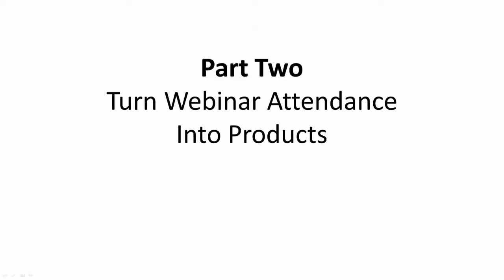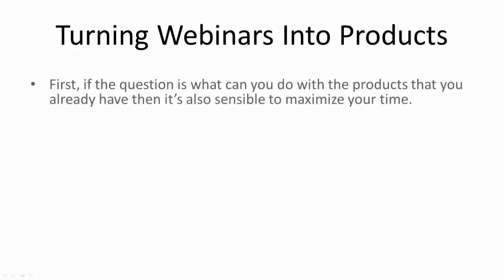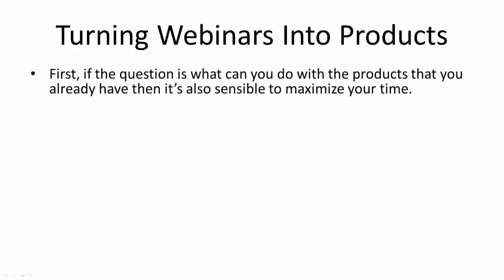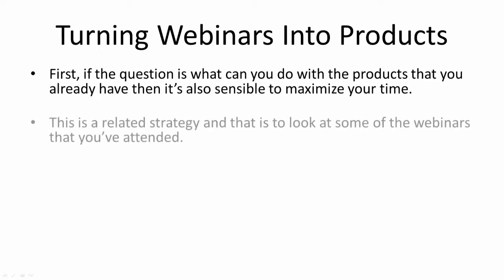Part 2, turning webinar attendance into products. Now, if the question is what you can do with the products that you already have on your hard drive right now, the most sensible thing to do is to maximize your time. Everything that you're doing in internet marketing, you want to make sure that you're getting the maximum return on that time and how you spend it.